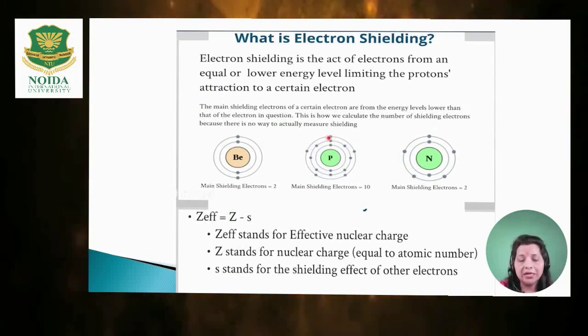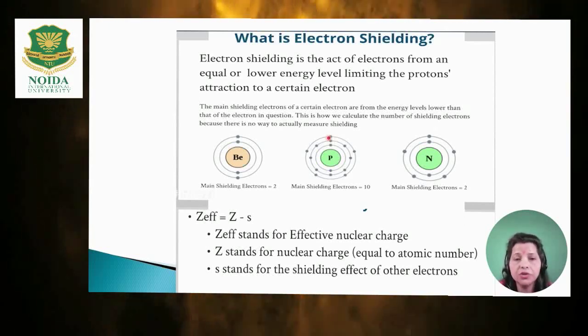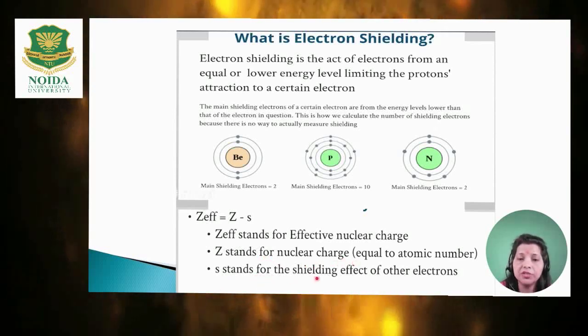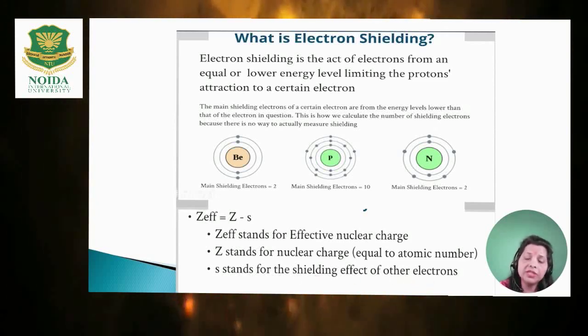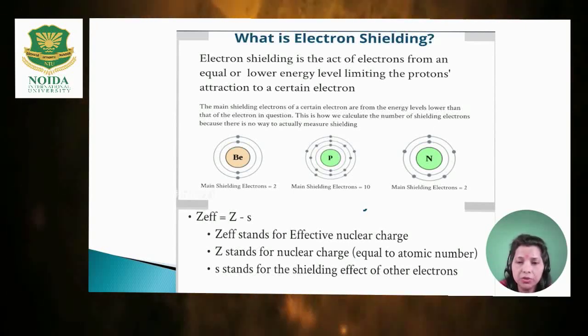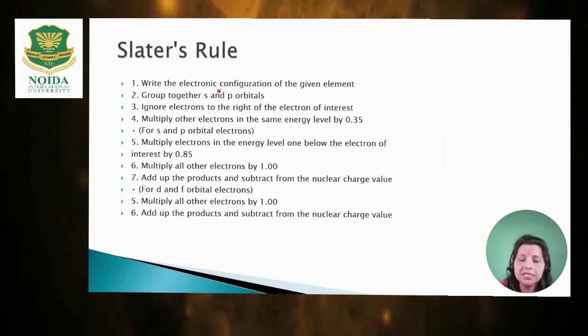Now, if you want to calculate the effective nuclear charge, how will you do it? The calculation is done by Zeff, the effective nuclear charge, equal to Z minus S, where Z stands for the nuclear charge, which is equal to the atomic number, and S stands for the shielding effect of the other electrons, right? Now, how will you calculate this shielding, or effective nuclear charge? For this we have the Slater rule.